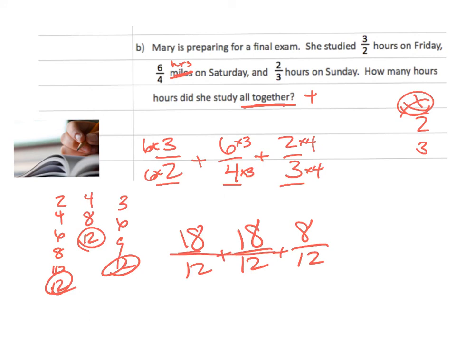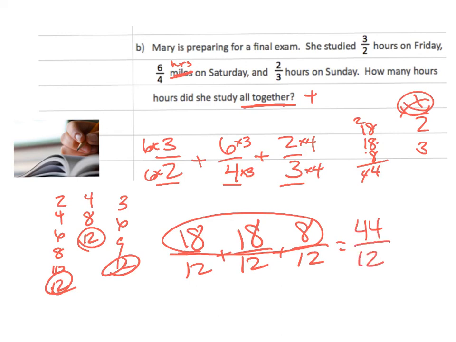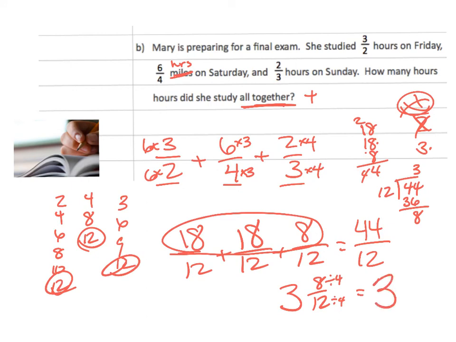Now step 2, we're going to add all of these together. Let's see, 18, 18, and 8, 8, 16, 24, 2, 3, 4, so I get 44. Denominator stays the same. Step 2 is done. Okay, simplify. How many 12s come out of 44? I know that's 3, which is 36, with 8 left over. So I've got 3 and then 8/12. 8/12 can be simplified. I'm going to divide by 4. So I get 3 and 2/3, and I have to label it hours.